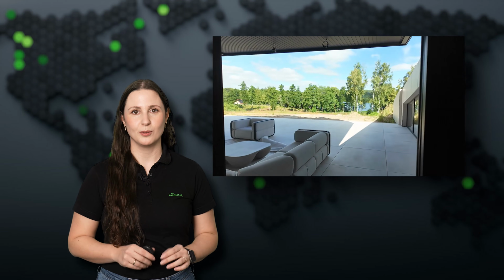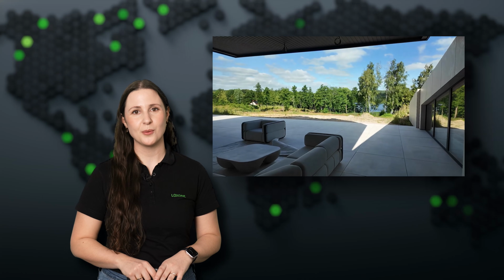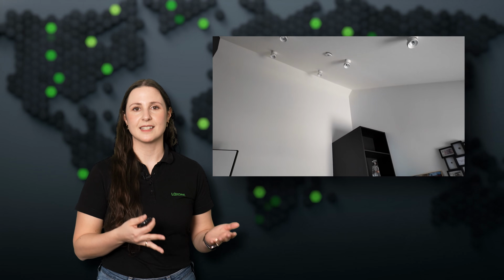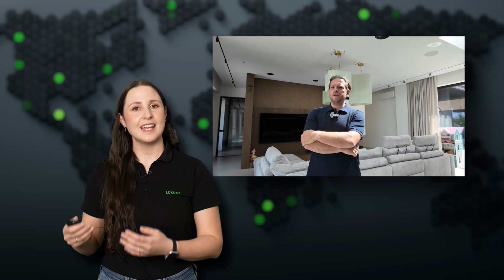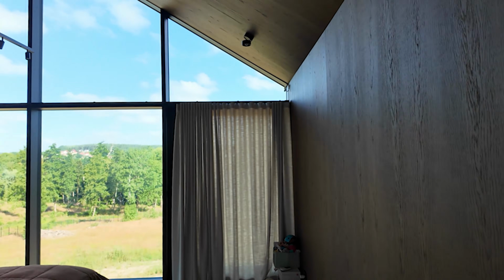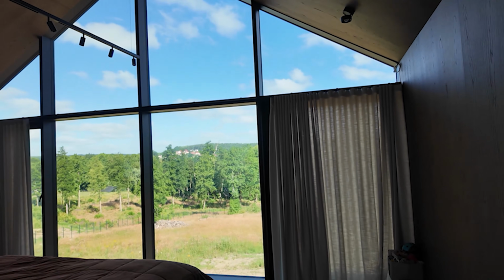Every home is different, and so are the needs of the people living in it, especially when a family grows. In this project from Poland, LOXONE brings security, comfort, and energy together in one system. Let's take a look. This home shows what automation looks like when it truly follows the people who live in it. It was created for a family whose life evolved over time, and the system evolved right along with them.